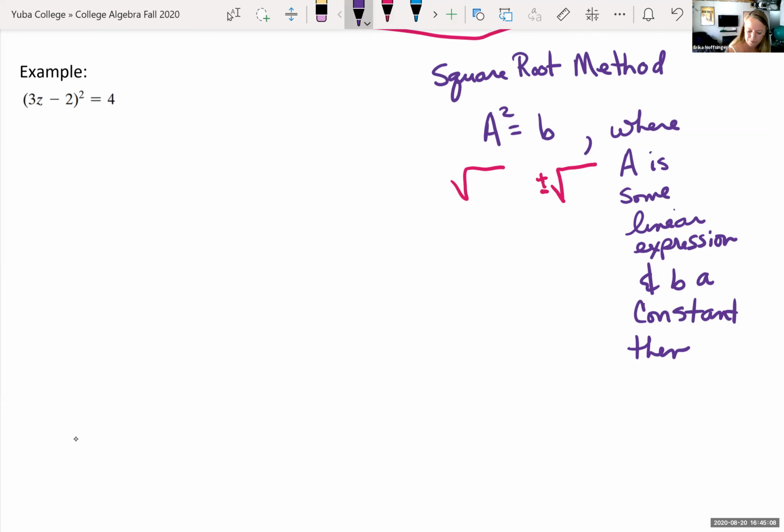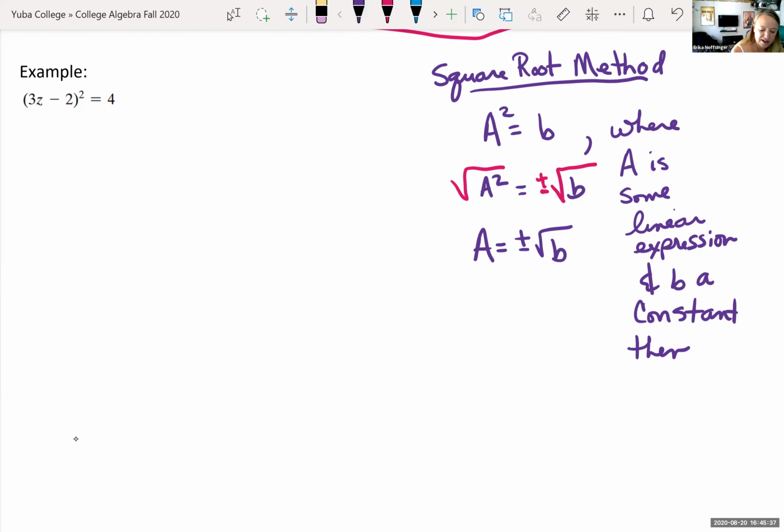So if we take the square root of a squared, and this is equal to plus or minus the square root of b, then we can say that a is equal to plus or minus root b. Notice that this is a linear expression, quantity squared, and then it's equal to a constant. So we can use the square root method to help us solve this.